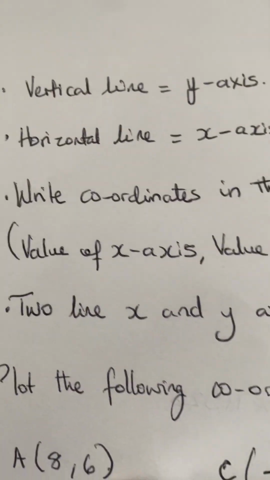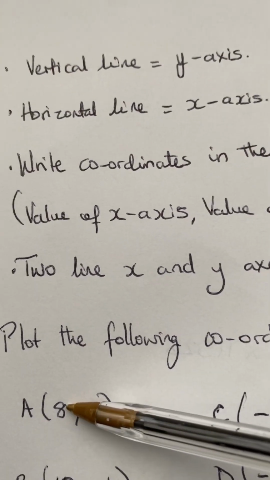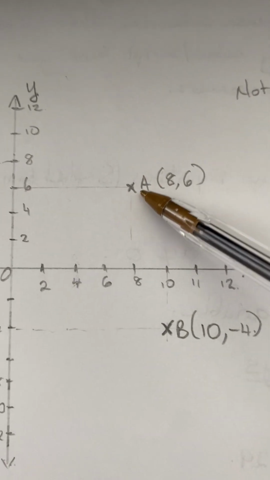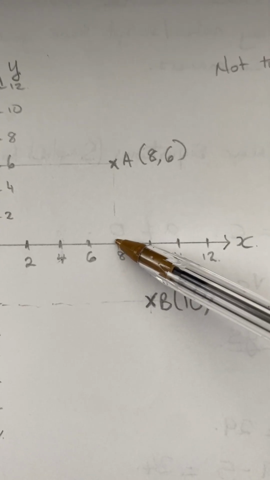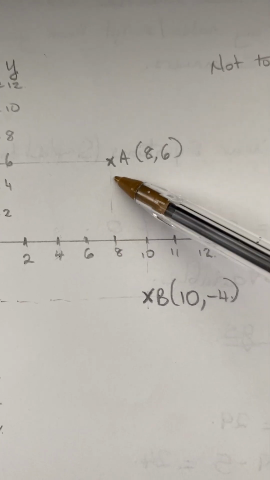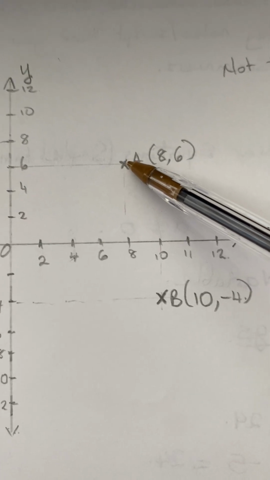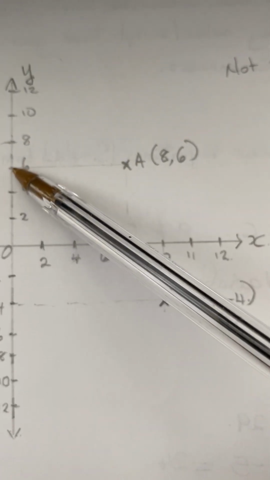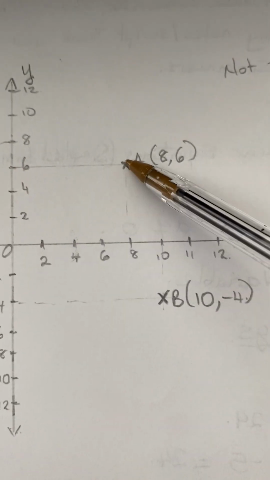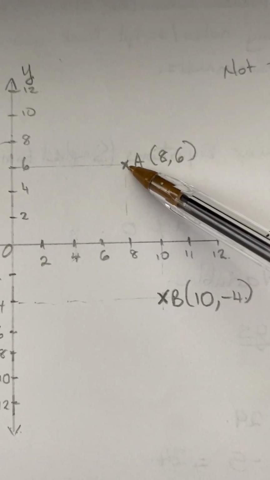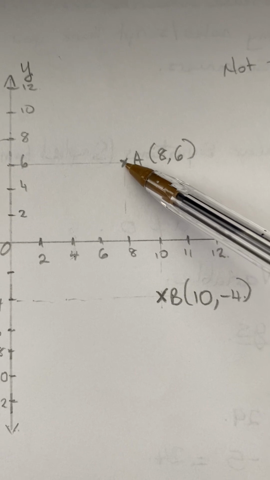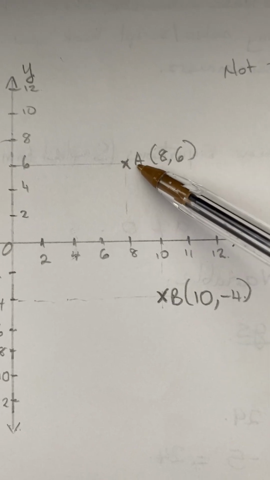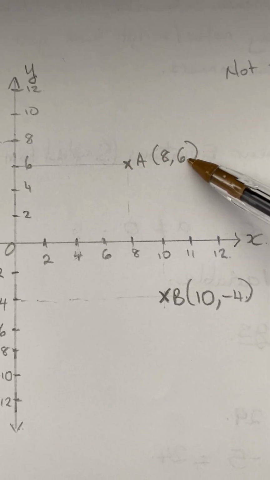So our first coordinate, A, is (8, 6). So we have 8 and 6. 8 is somewhere here, so we draw a faint line. And then 6 is this part, another faint line. Where the two lines meet will be our point. So that is (8, 6) there.